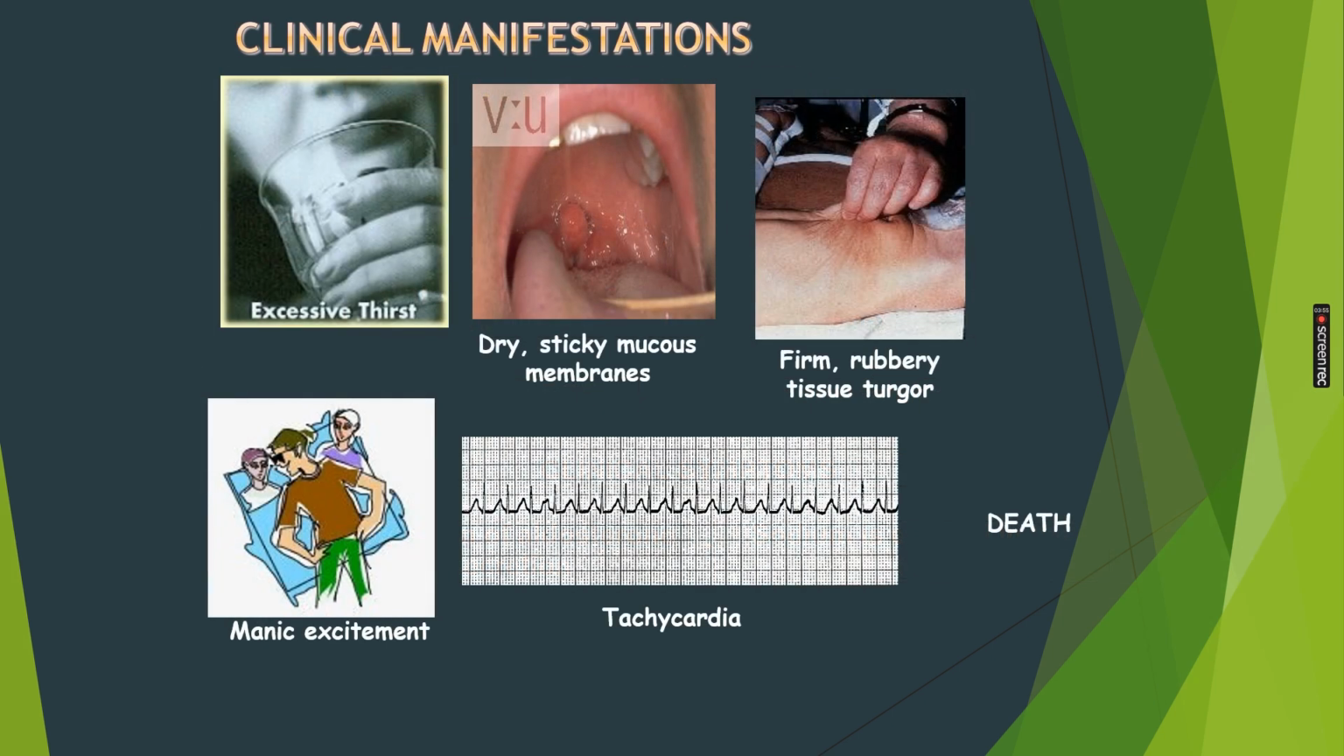The signs and symptoms are excessive thirst, dry sticky mucous membranes, firm rubbery tissue turgor, then manic excitement, where the patient will be so happy. Then tachycardia, which is an increased heart rate, and death may also occur.